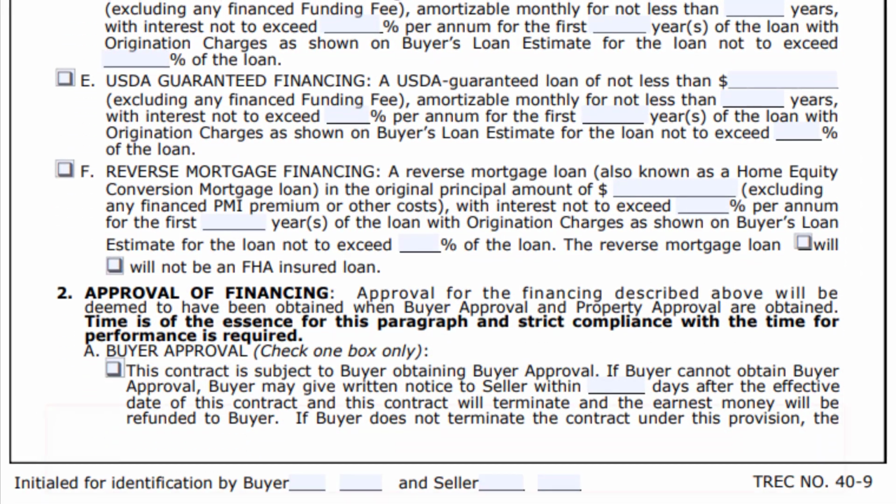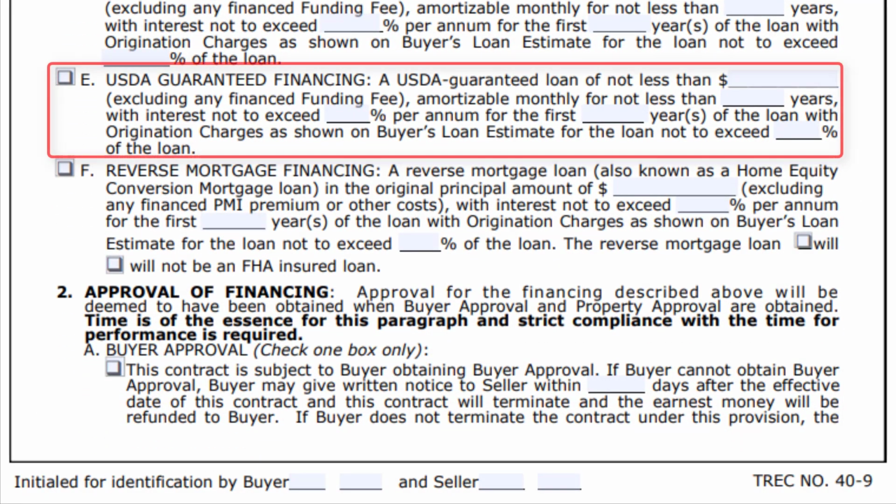The USDA guaranteed financing is next. A USDA guaranteed loan of not less than blank amount, excluding finance funding fees.